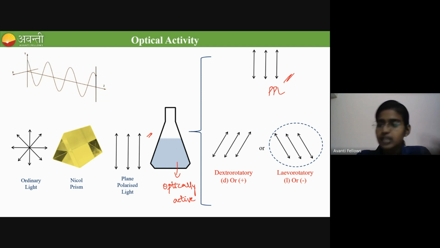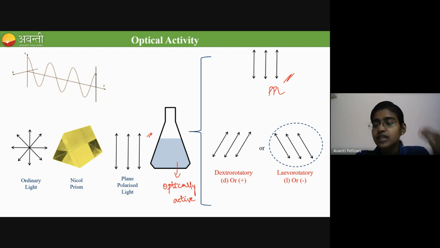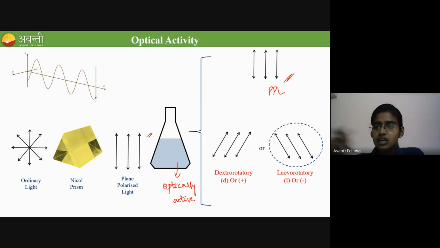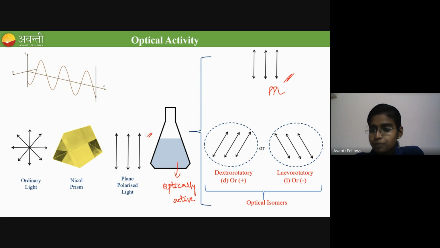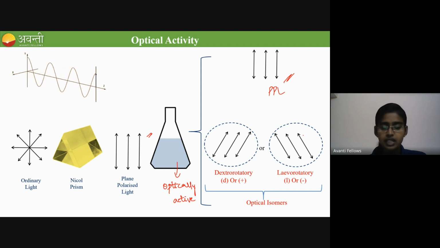This plus and minus and the small d and the small l denote the optical rotation, that is, whether it is clockwise or anti-clockwise. Now, if it rotates through two different directions, then it is sure that the solution has two different compounds, and that's why two different rotations are observed. If two different rotations are observed, then obviously the compounds are isomers. We have isomers, and they are optically active compounds, which are nothing but optical isomers. Got it now?